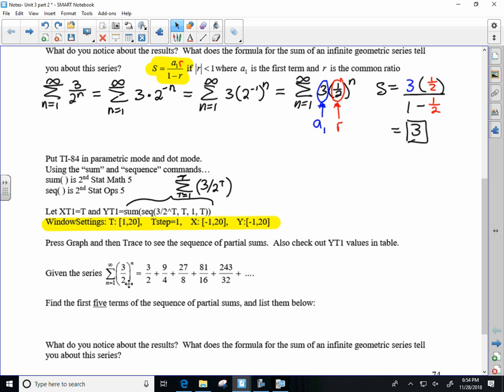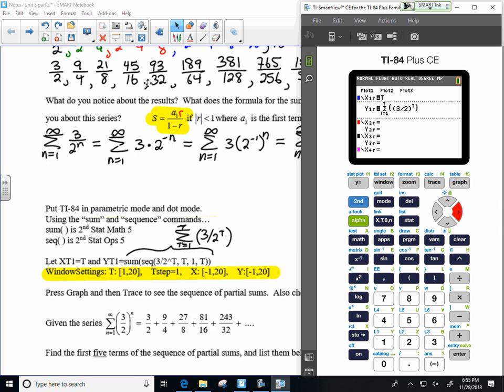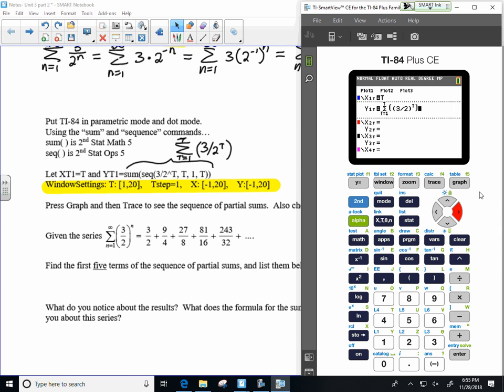So like this one, for example, 3 over 2 to the nth. All right, slight modification. Parentheses around the 3 over 2 before you raise it to the n. All right. Now, I would say, the first 5 terms of the partial sum, calculate it out like we did here, but I think you get the point on that.